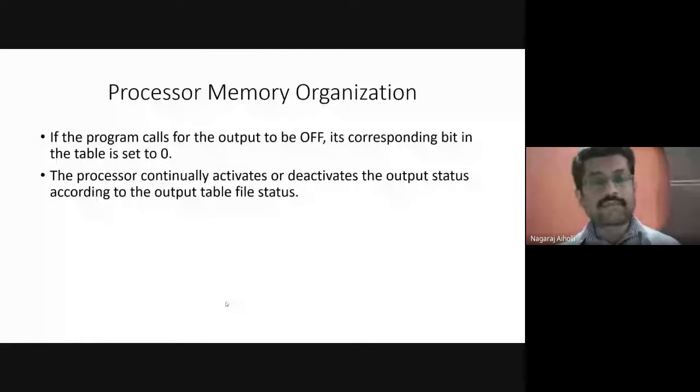If the program wants the output to be off, then its corresponding bit in the output image table is set to 0. That means the processor continuously activates or deactivates the output status depending upon the logical execution of the program.